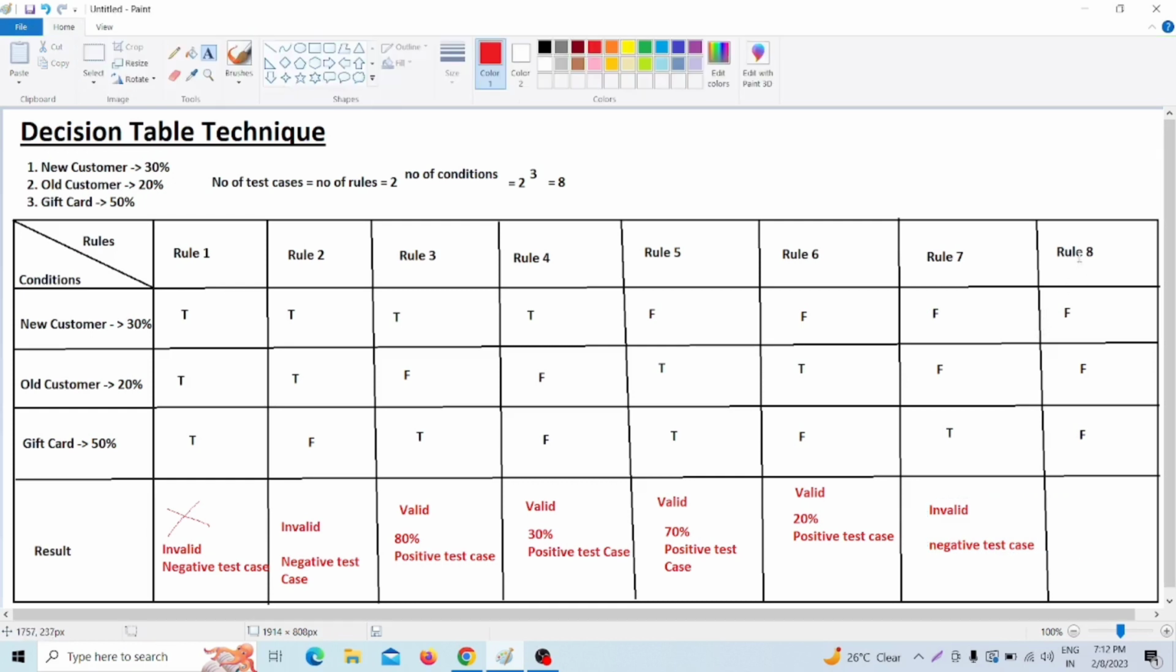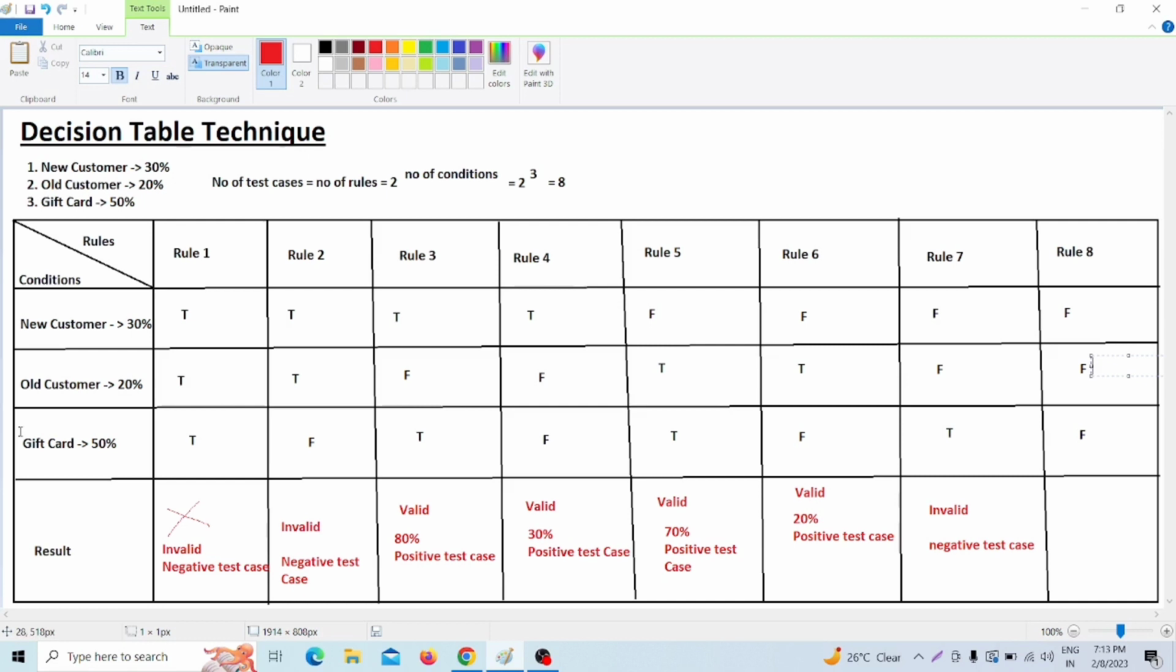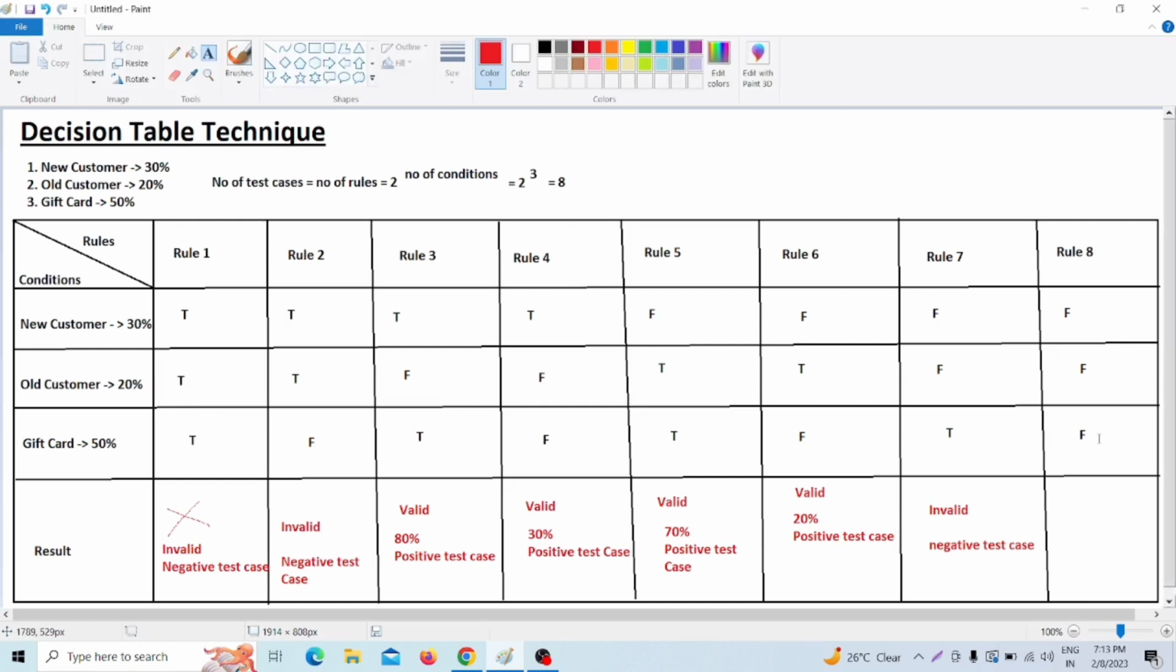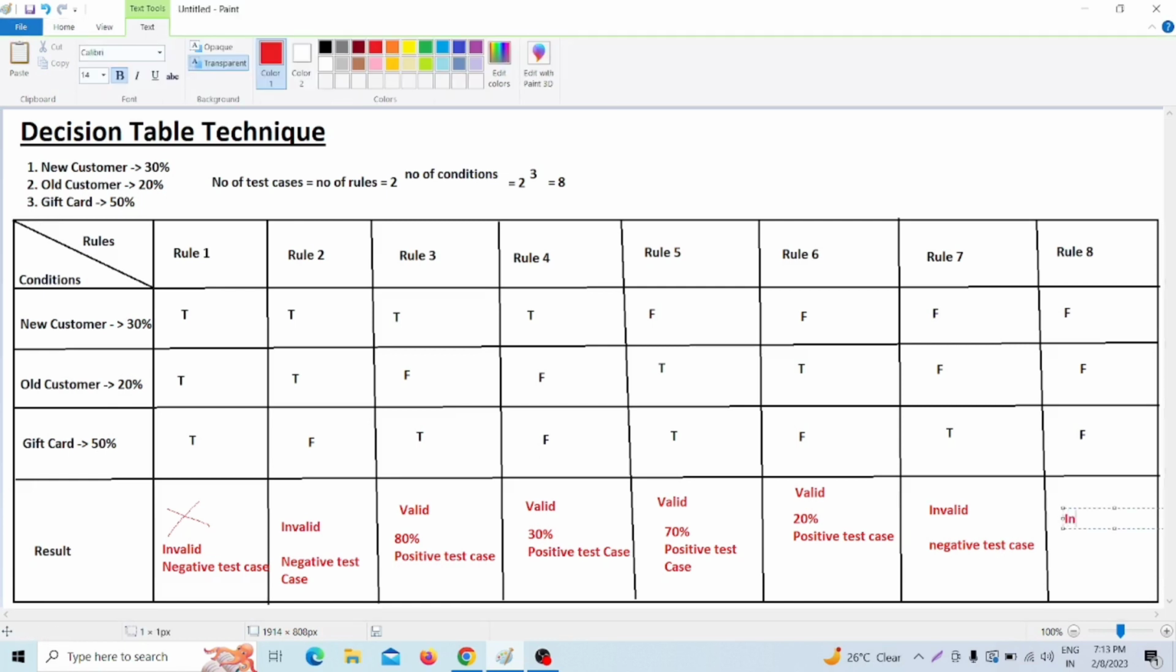Now coming to rule number 8. So I am the new customer, false. I am the old customer, that is also false. Can I apply the gift card? That is also false. All are false. So I am not a customer of that company, I am not an old customer of that company, and also I cannot apply the gift card. So that's why it is also invalid. So it is also one negative test case.